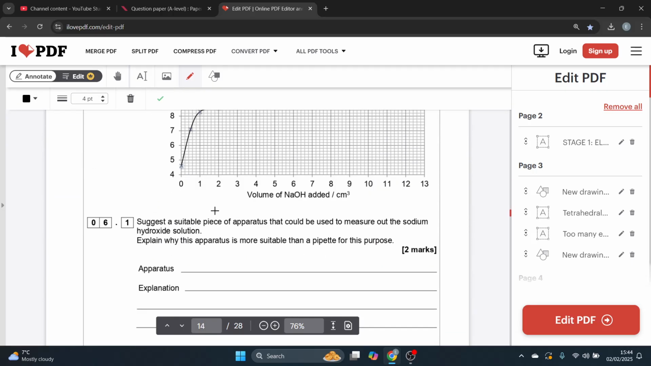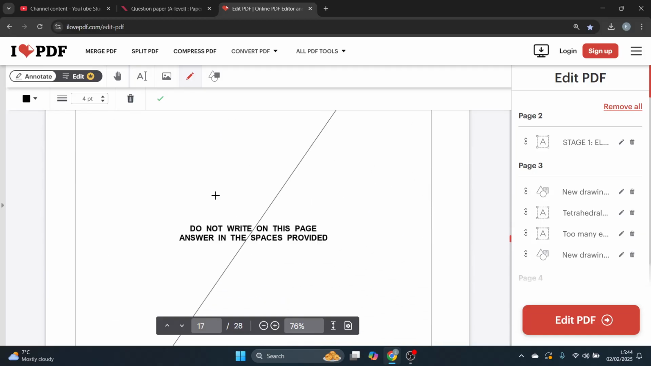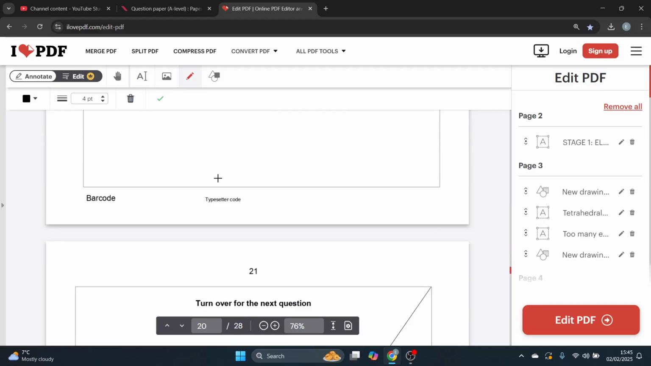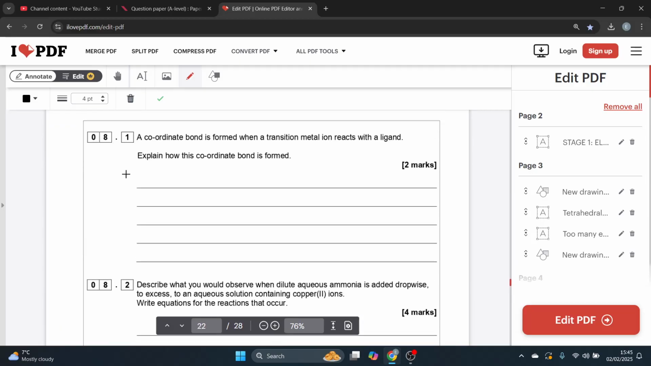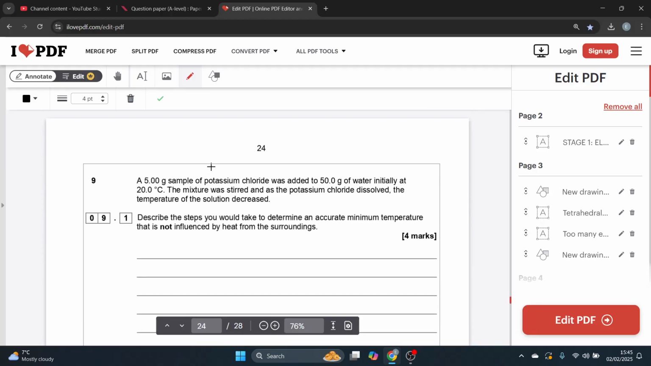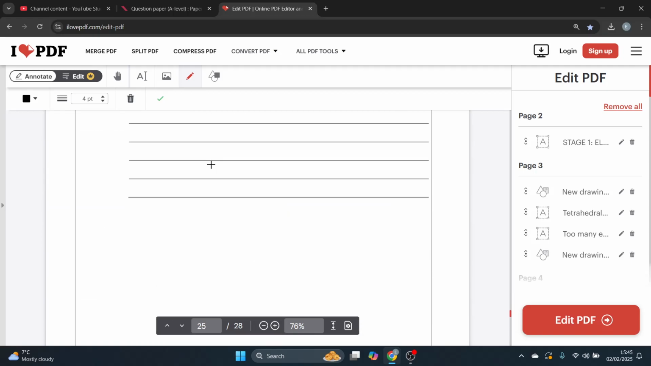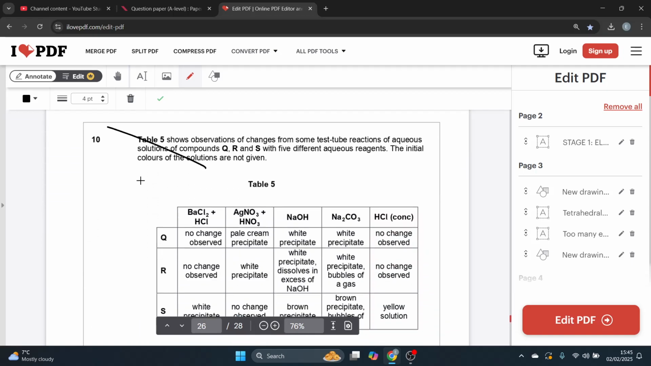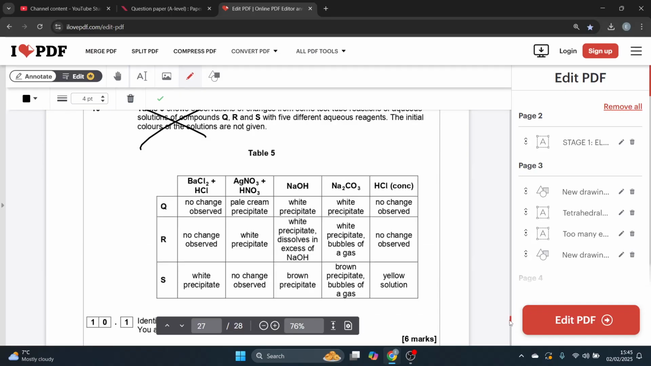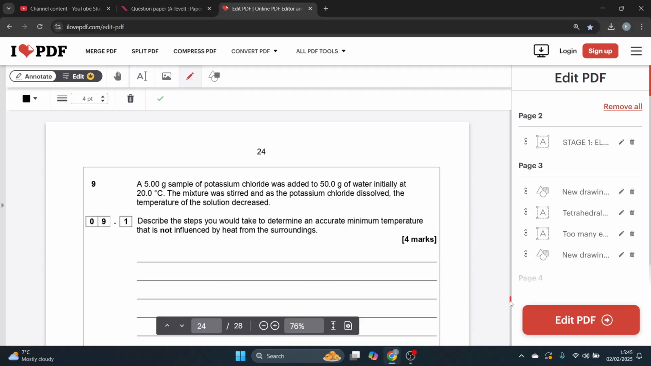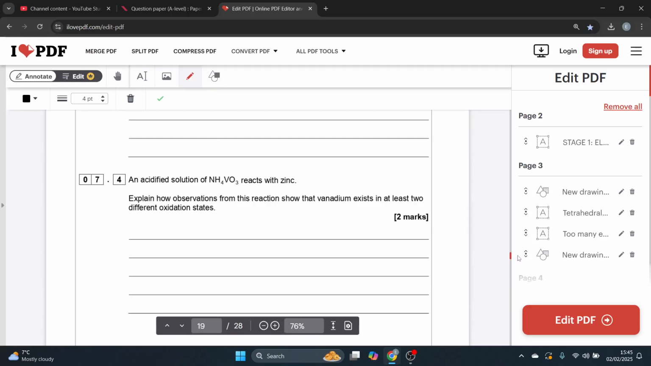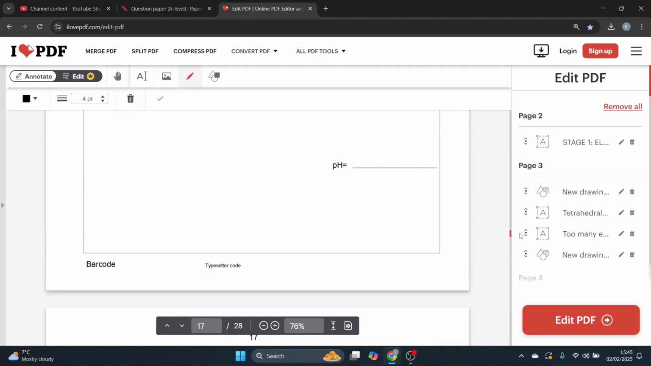Question 6. Question 7. Question 8, I can't do question 8. Ligands, transition metals, I haven't gone through that in class. Question 9, I can probably do. Question 10, no, I don't think I can do that. So question 9. Question 8, no. Question 9. And we'll have a look at question 7, but I'm not sure about that one.